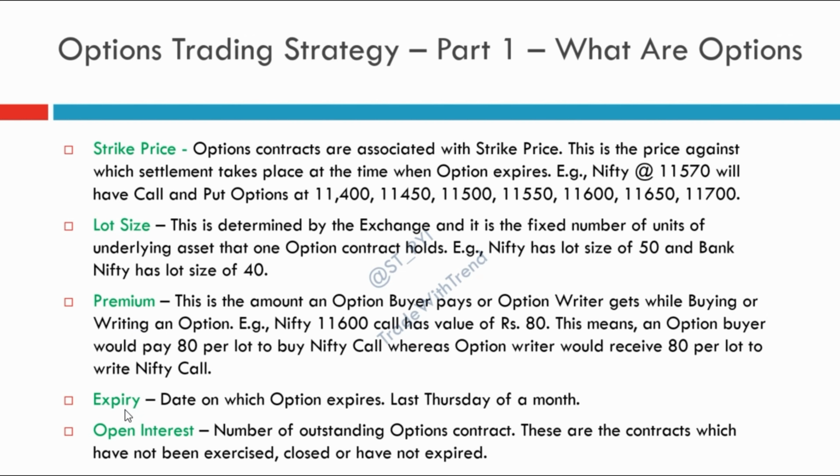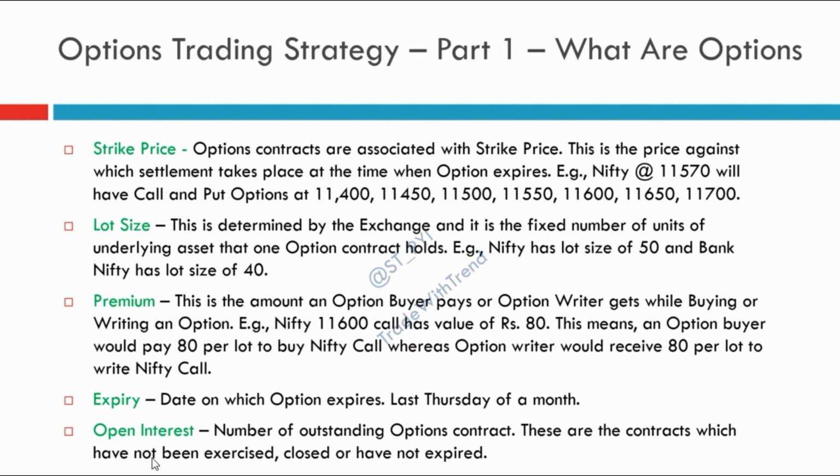So now we come to expiry. Expiry is basically the date on which the option expires. Either it will expire in the money or out of the money, that depends on the option. But in our markets, it's usually the last Thursday of a month. In case Thursday is a holiday, expiry would happen on Wednesday. In case Wednesday is also a holiday, it would expire then on Tuesday. That is the last trading day in case Thursday is a holiday, right?